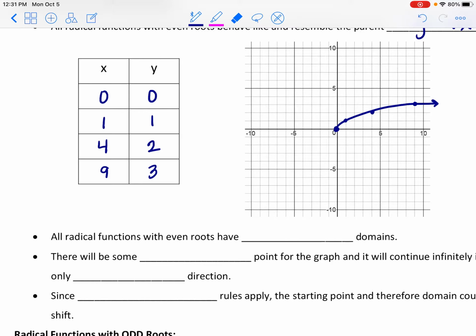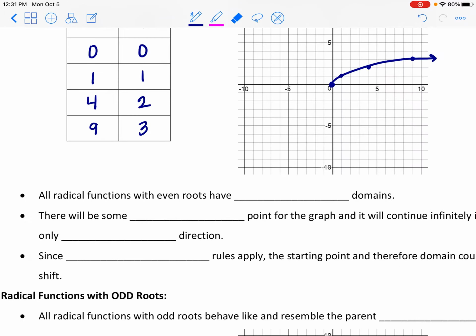So we have a restriction here, and it will be the same for all even roots. All radical functions with even roots are going to have restricted domains and restricted graphs, or the graphs are restricted to specific domains. There's going to be some starting point, and then the graph will continue only in one direction. And that's because, again, we can't take even roots of negatives. So there are a bunch of x's that have to be excluded because they might make the radicand a negative.